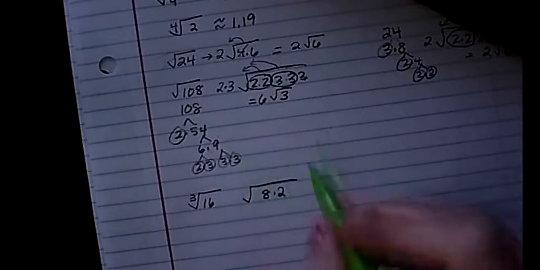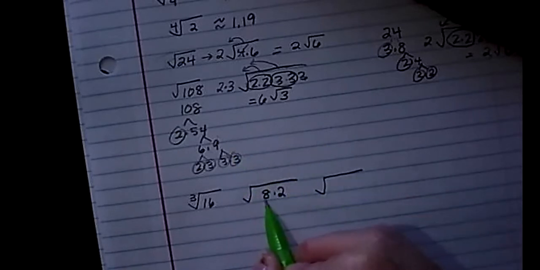Instead of doing a prime tree, I'm just breaking it down this way. There's multiple ways to do it. How do I break 8 down? 4 times 2.